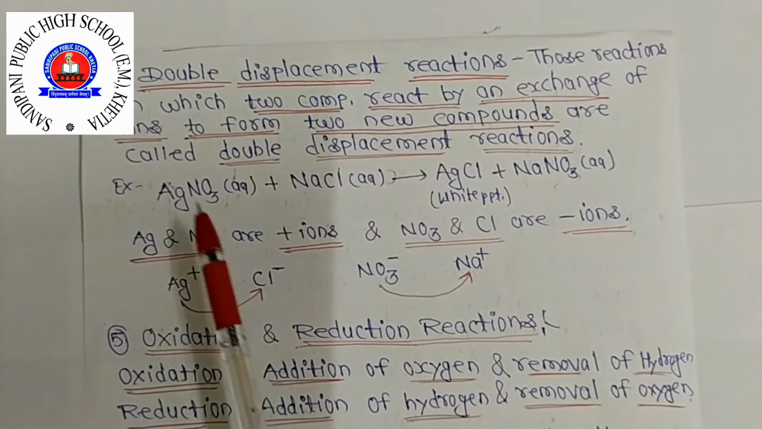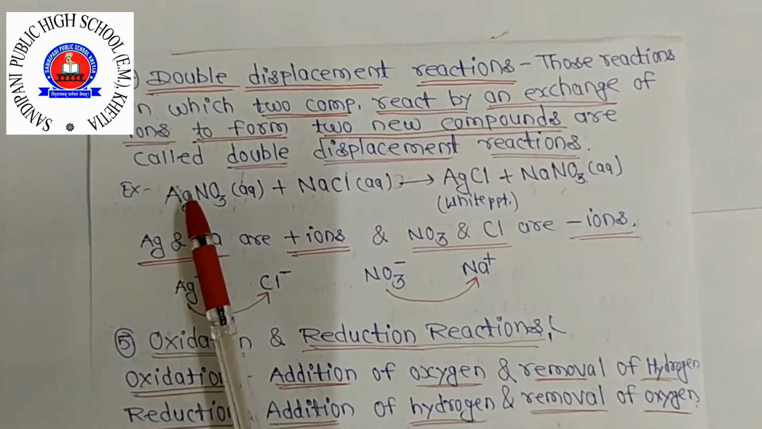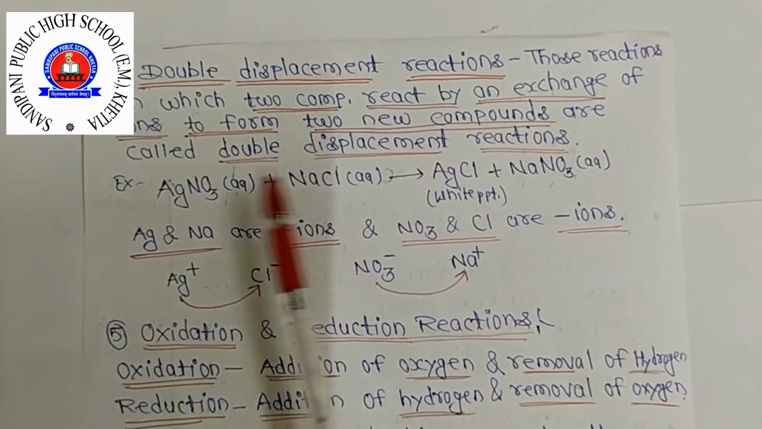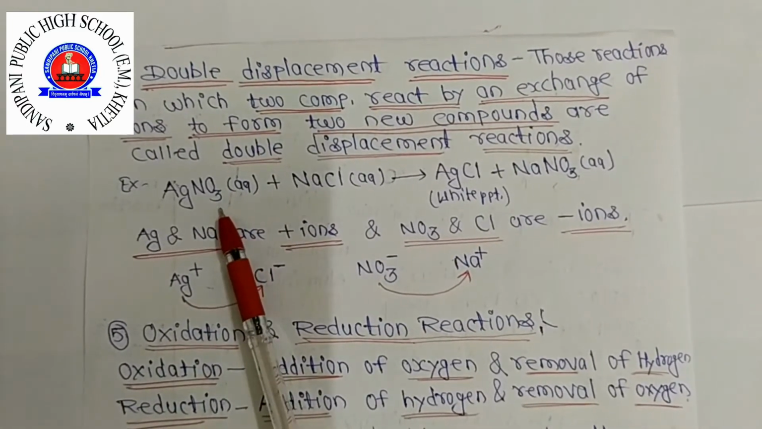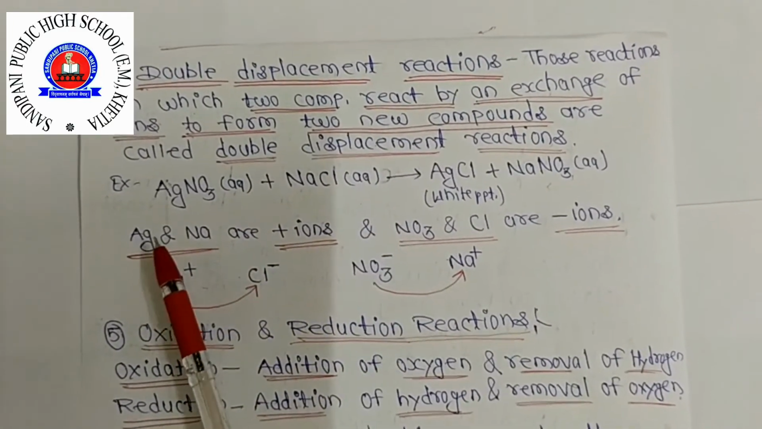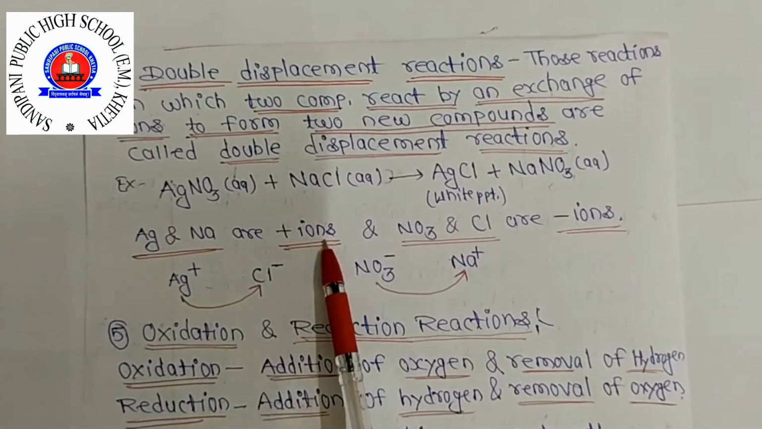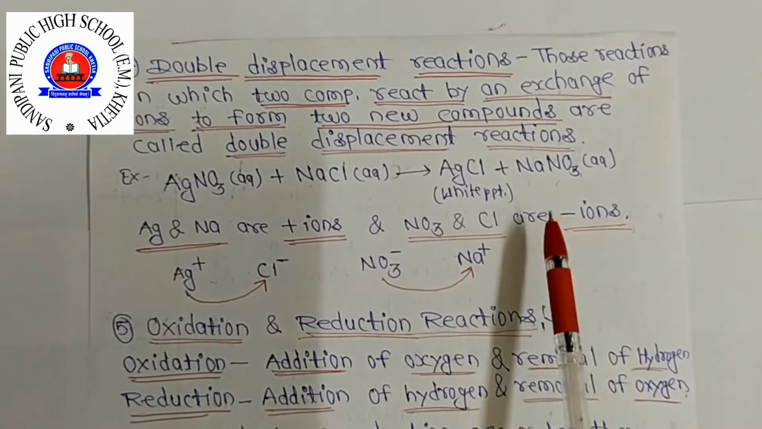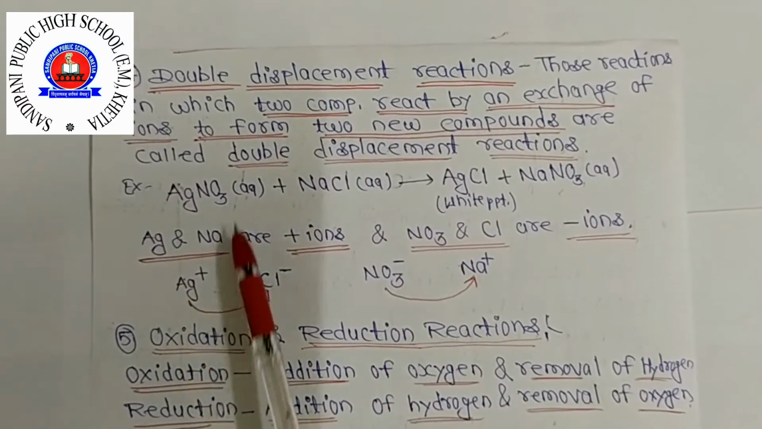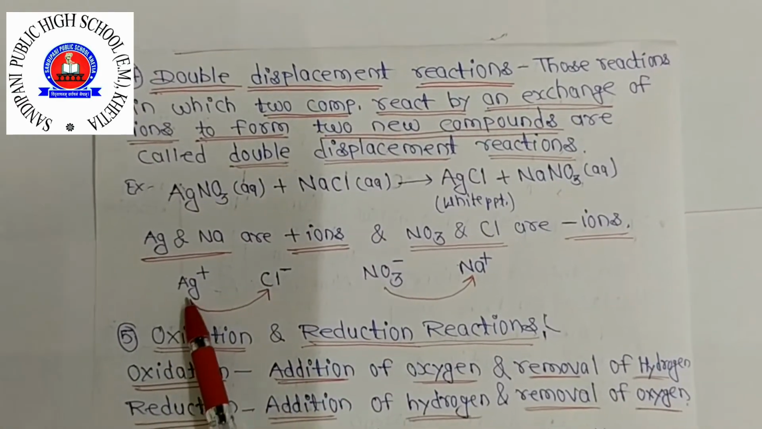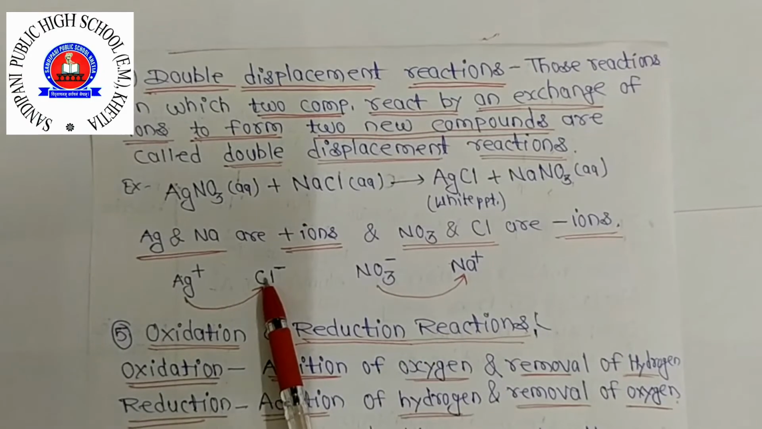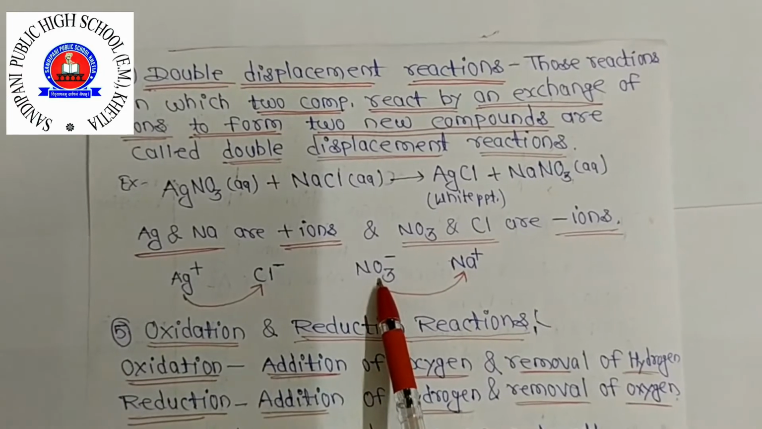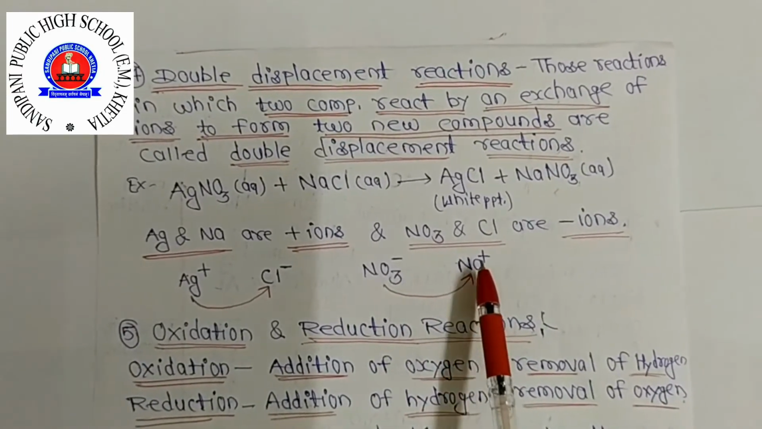So now look here how you know: in the first, silver is positive, sodium is also positive, and nitrate has a negative charge, chlorine has a negative charge. So silver and sodium are positive ions, and nitrate and chlorine are negative ions. And you know that positive reacts with the negative, means silver reacts with the chlorine, and nitrate reacts with the sodium, because nitrate has a negative charge, so nitrate reacts with the sodium. Clear this one?